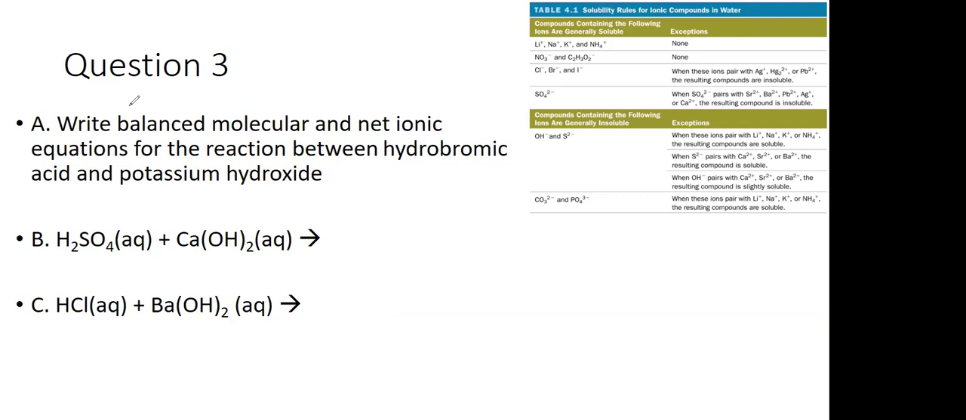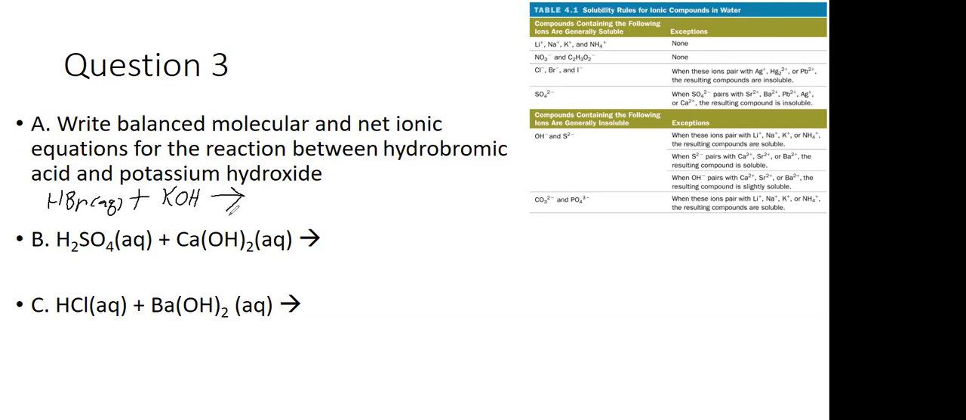So we have hydrobromic acid. This is throwing back to test 1. Like I've been saying, if you don't understand something from the previous material, you might be lost moving forward. So we have hydrobromic acid plus potassium hydroxide, so KOH.